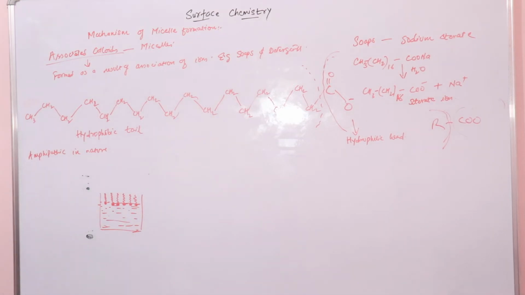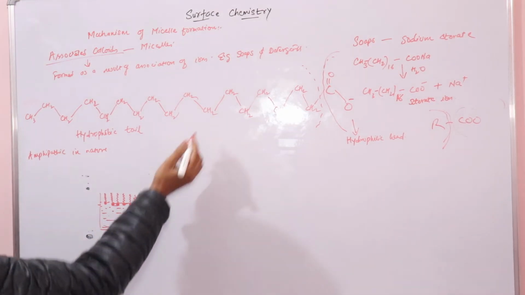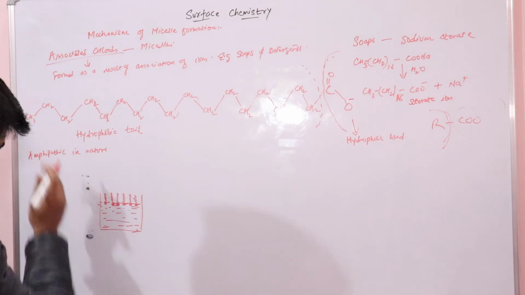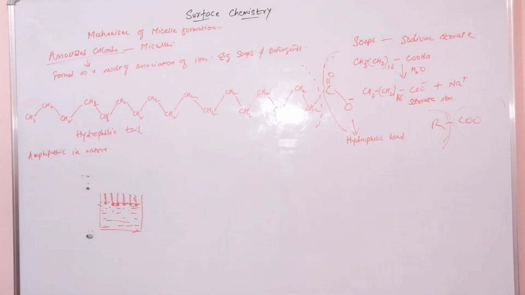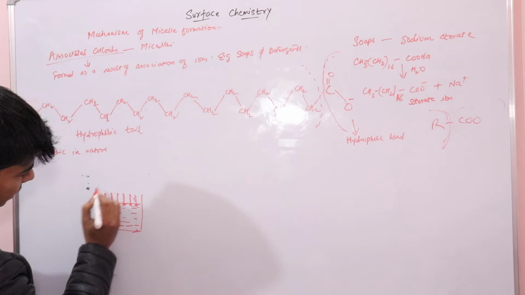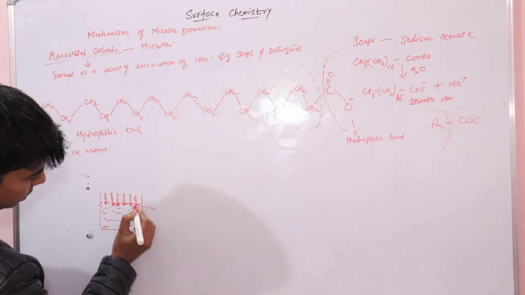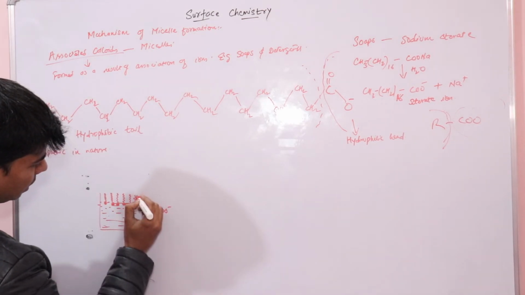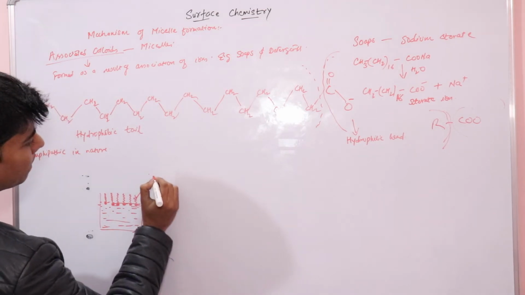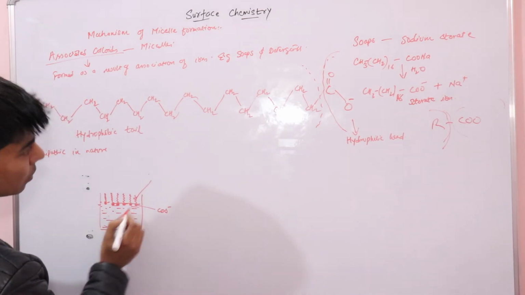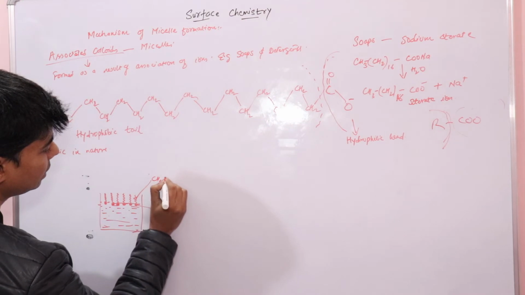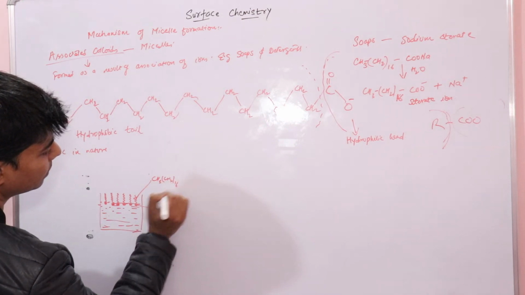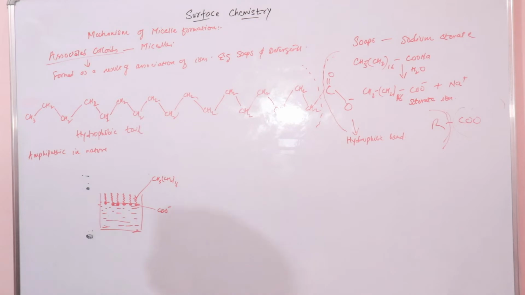This end is your long hydrocarbon chain, the tail part, and this is your hydrophilic head. So this is your stearate ion, and this circle is COO minus, and the part which stays away from water is your CH3 CH2 whole 16. This is how it will behave when it is added to water.